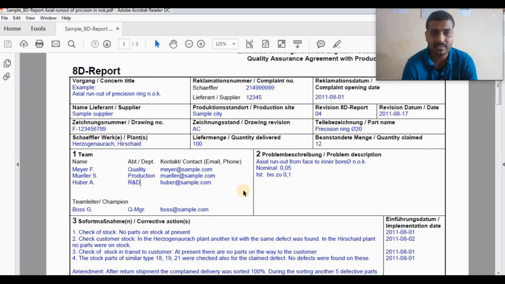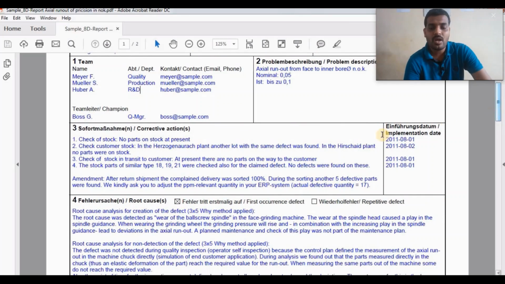Then second problem. As I already mentioned in the D2 phase, that is the problem description phase, the fundamental problem definition should contain the product or process, what the problem is, at what place the defect is observed, and how much pain there is. In pain, you have to mention how much money is incurred, or how much percent defect there is. Here they have simply given that axial runout from the face to inner diameter is not okay. They have mentioned the nominal size and what was actually found. Like this way you have to mention it.